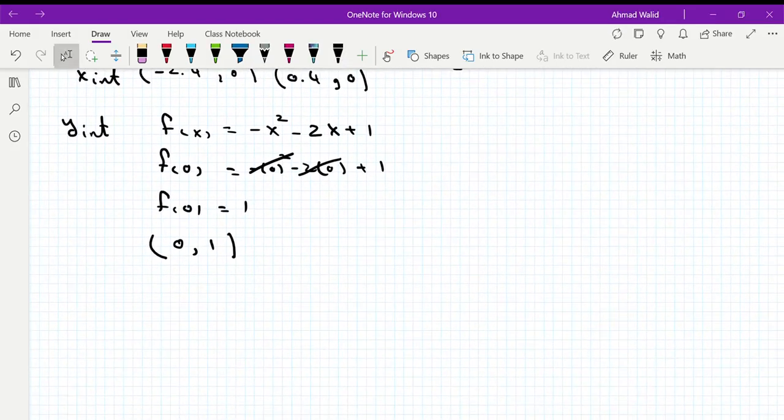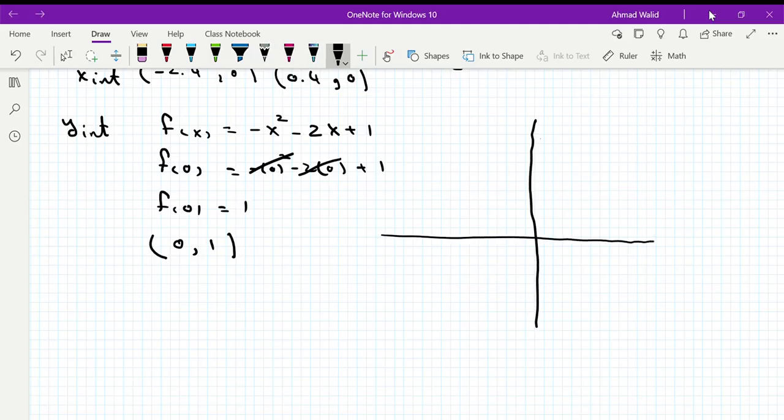Correct? And we will graph. Let's graph it. X and Y. Correct? First things first, step 1, the vertex. The vertex was at negative 1 and 2. If this is 1, this will be 2. Negative 1 and 2 here. That's your vertex. Correct? You can even draw the axis of symmetry here.